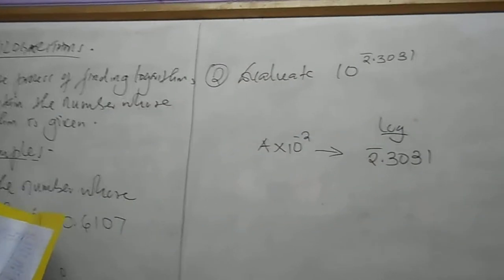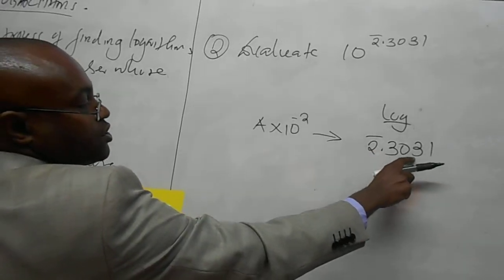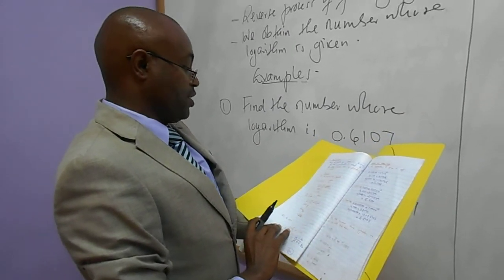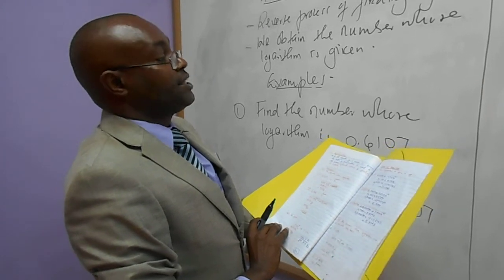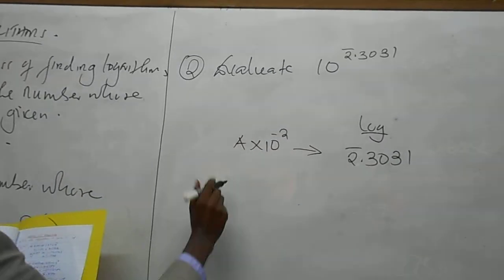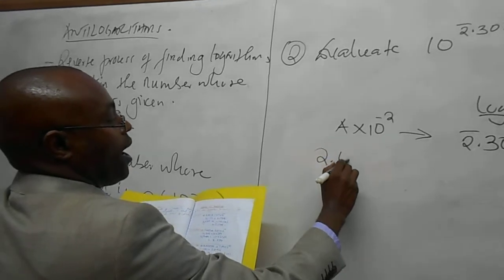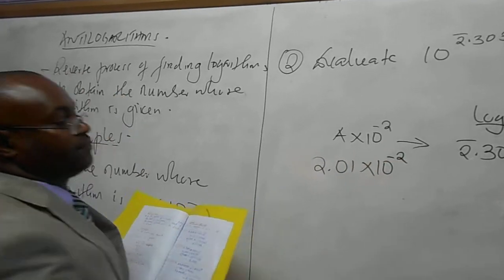So the next step is to look for the antilog of 0.3031. If you check the antilog of 0.3031, you realize that it is 2.01, which is therefore our number A. 2.01 times 10 to power negative 2.